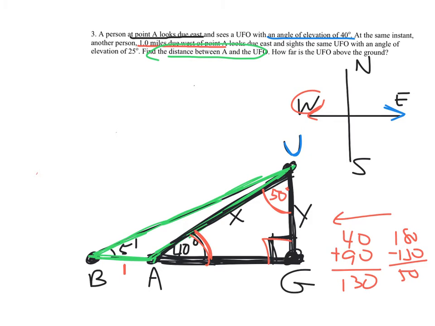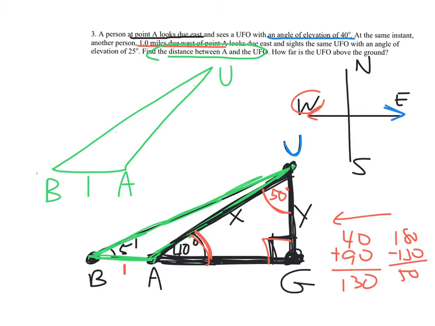So instead, to figure out what X is, I'm going to have to use this green triangle, which I call triangle BAU, because I know this line segment is 1, I know this angle is 25, and here is where my X is going to be.